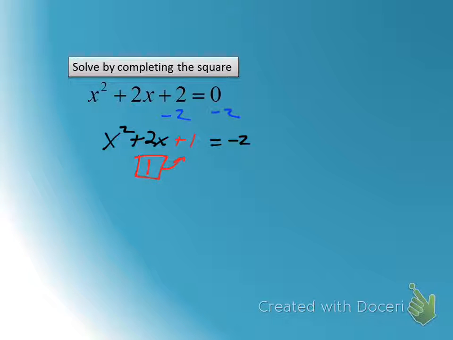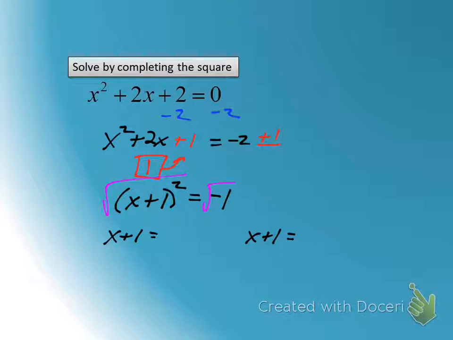So plus 1 here. What do we do to the other side? Add 1. Negative 1. So left side factors. X plus 1 squared equals negative 1. And then square root both sides. Good. Which gives us x plus 1 equals something. X plus 1 equals a negative something. Question is, what is that something?